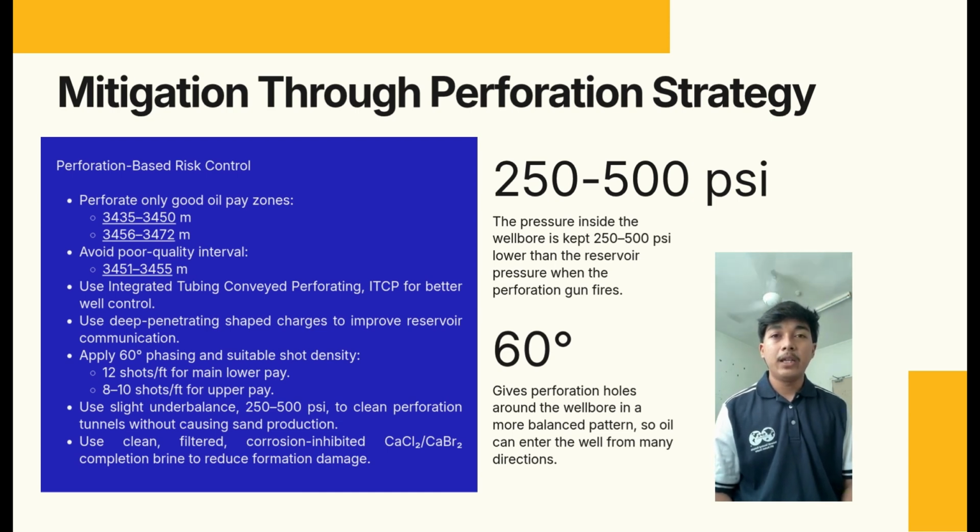So the main lower pay interval will use 12 shots per foot, while the upper pay interval will use 8 to 10 shots per foot. This will help distribute flow and reduce velocity through each perforation tunnel.